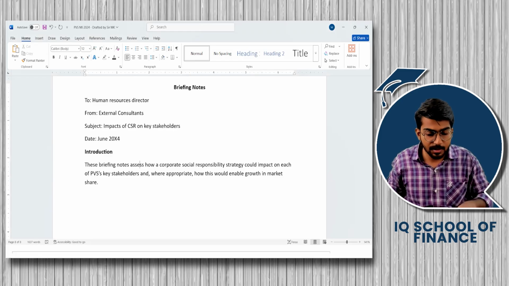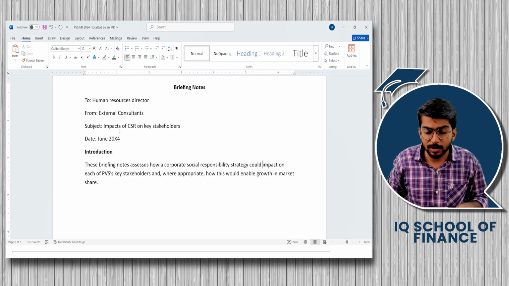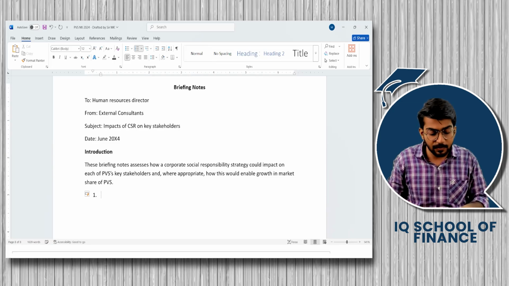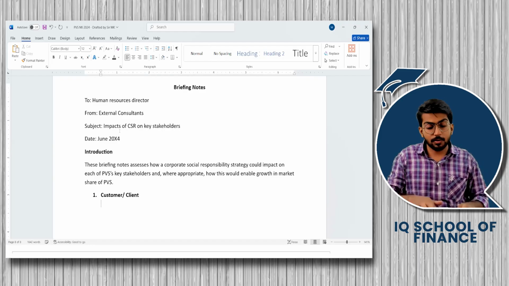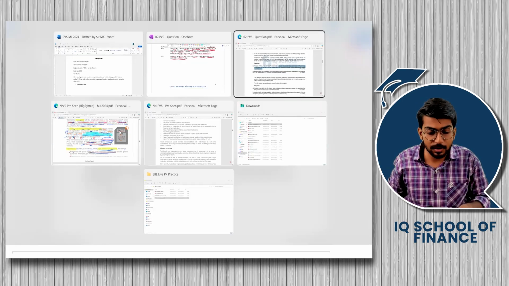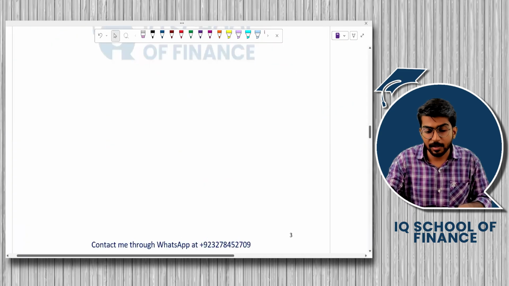These briefing notes assess how a corporate social responsibility strategy could impact on each PVS key stakeholder, and where appropriate, how this would enable growth in the market share of PVS. Okay. So now one by one, we will talk about first our customers. They are obviously our key stakeholder, customers or the clients. So how will it have the impact on the customers?